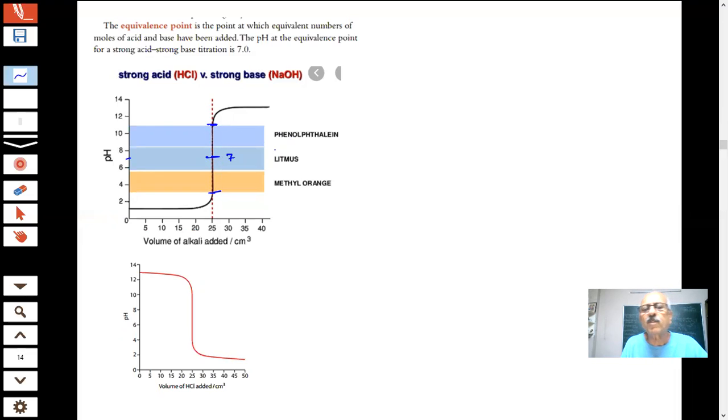Which indicators are good for this? Then tell me how many indicators I have mentioned here. 1, 2, 3. So in the titration, you can use any of them. Phenolphthalein can also be used here because phenolphthalein is colorless. It will become pink immediately as soon as the pH goes above 7. Below that, phenolphthalein is colorless, and as soon as it becomes alkaline, it will change its color.